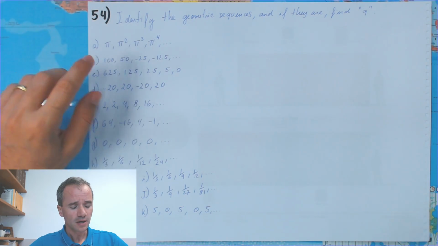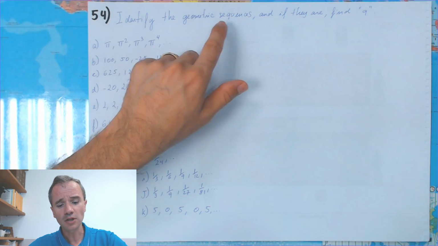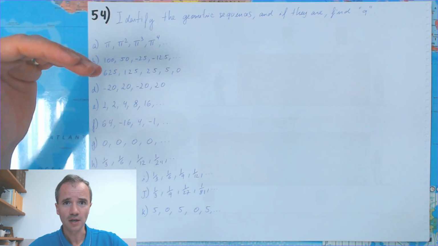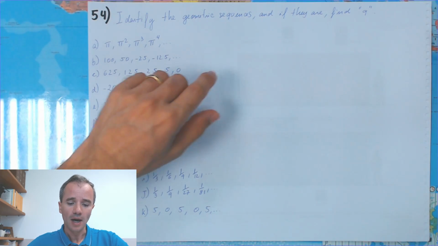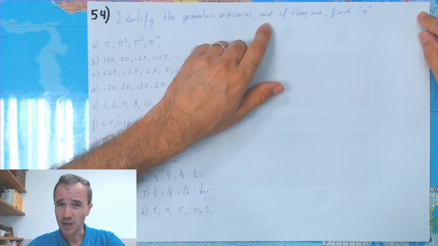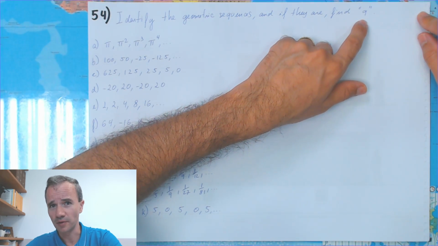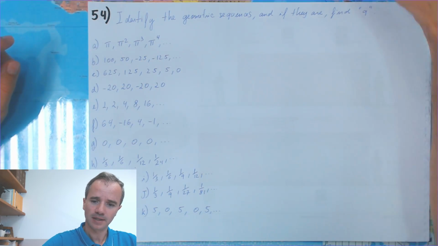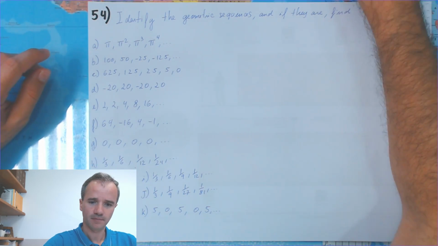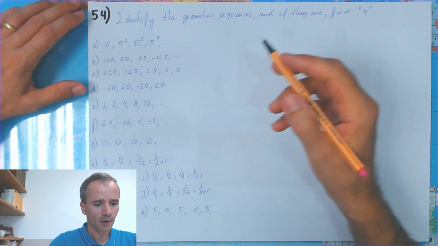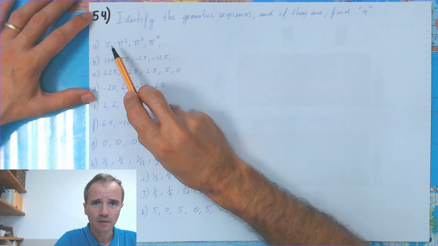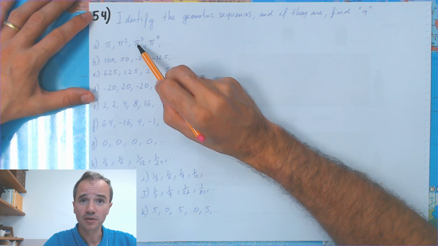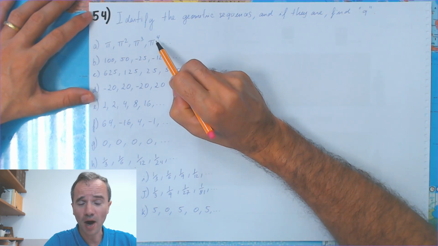Here we have: identify the geometric sequences. If they are, we have to identify which is which, and if they are a geometric sequence, we're going to find the common ratio. Let's take this first one: pi over 2, pi squared, pi to the cube, pi to the 4th power, and so on.